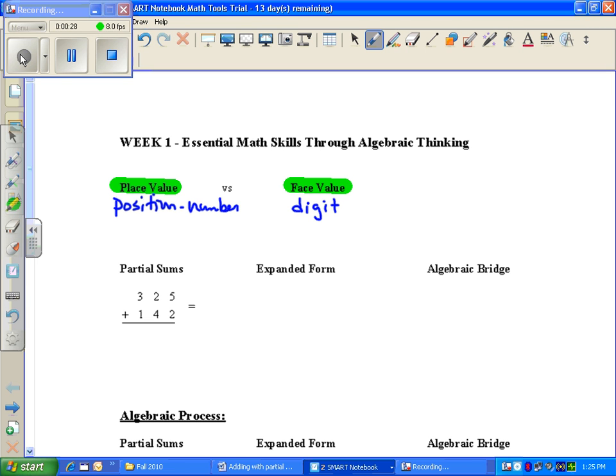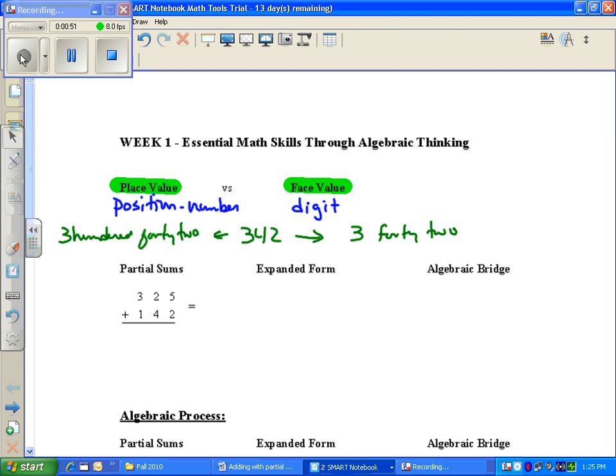For example, if I have the number 342, face value would be saying 342. Saying it at place value, we would say 342. There's quite a difference. I would rather have $342 than 342s. So we really want to make sure that when we talk about addition here, we're looking at place value.